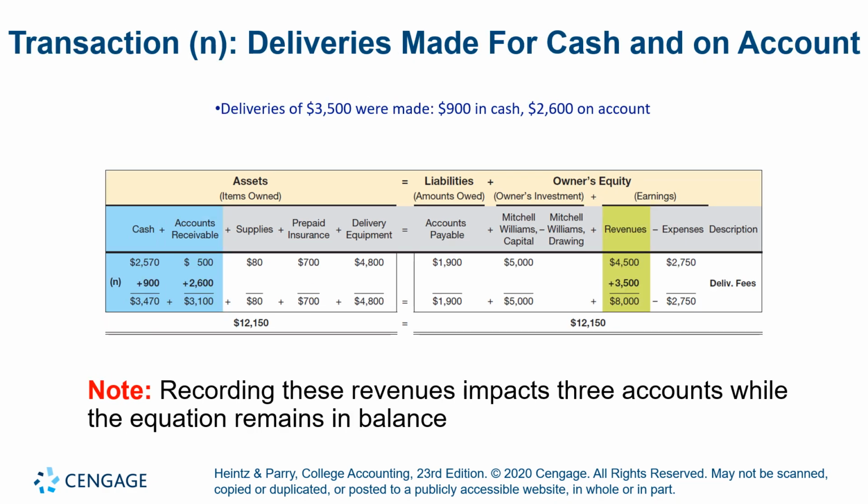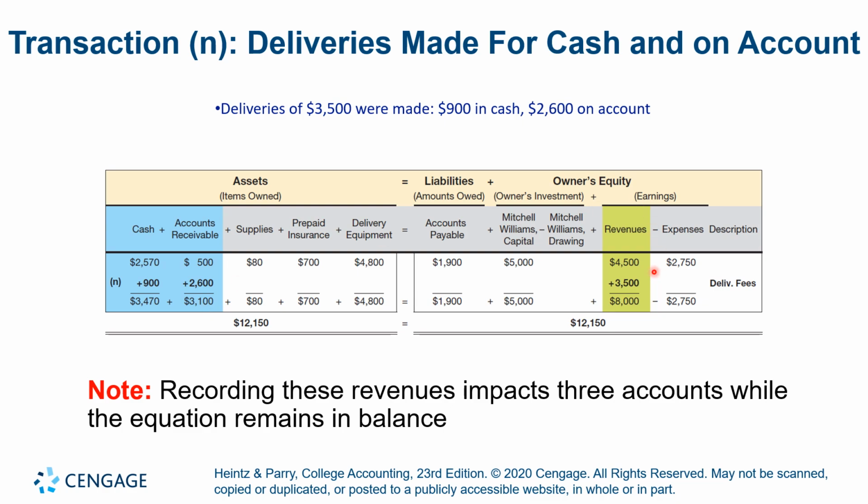In transaction N, we have deliveries of $3,500 were made, $900 was in cash, and $2,600 is on account. Okay, so my cash increases by $900 right here. So I now have $3,470. And then my accounts receivable increases by $2,600. Okay, so people owe me $2,600 in the future. That's an asset over here. So now the amount that people owe me totals $3,100.